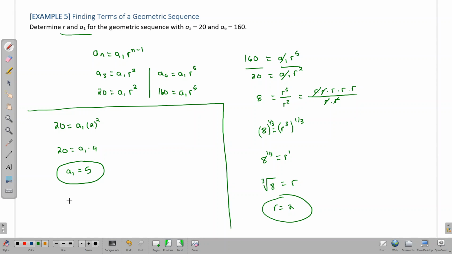This particular problem did not ask us to find the explicit formula, but we have everything to do that. We know it would be 5 times 2 to the n minus 1. One reason you might want to write this down is you could then go back and test. You could plug 3 into this expression here and make sure it comes out to 20. Plug 6 in and make sure it comes out to 160.